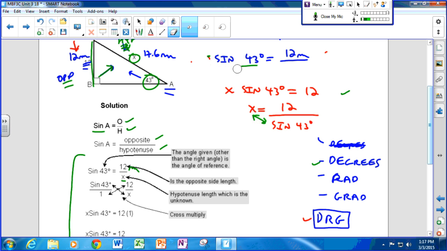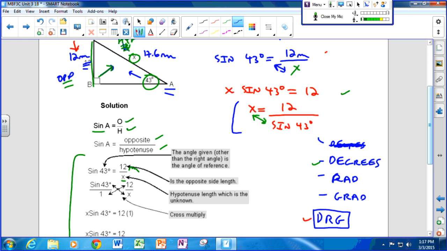Okay, so I said that the sine of 43 degrees, which is the sine of A, is equal to 12 over x. That's what I said. And now what we're going to do is swap x and sine 43. See right here, x and sine 43.